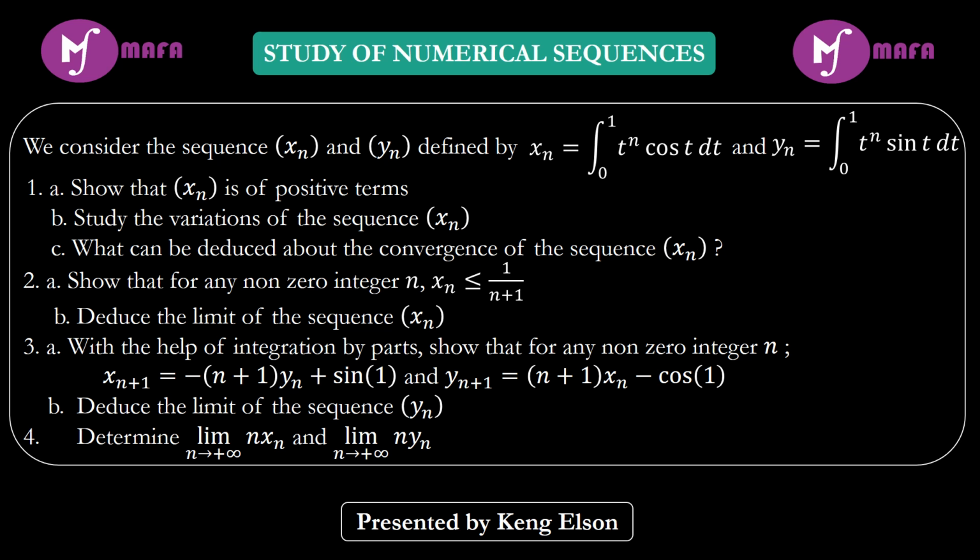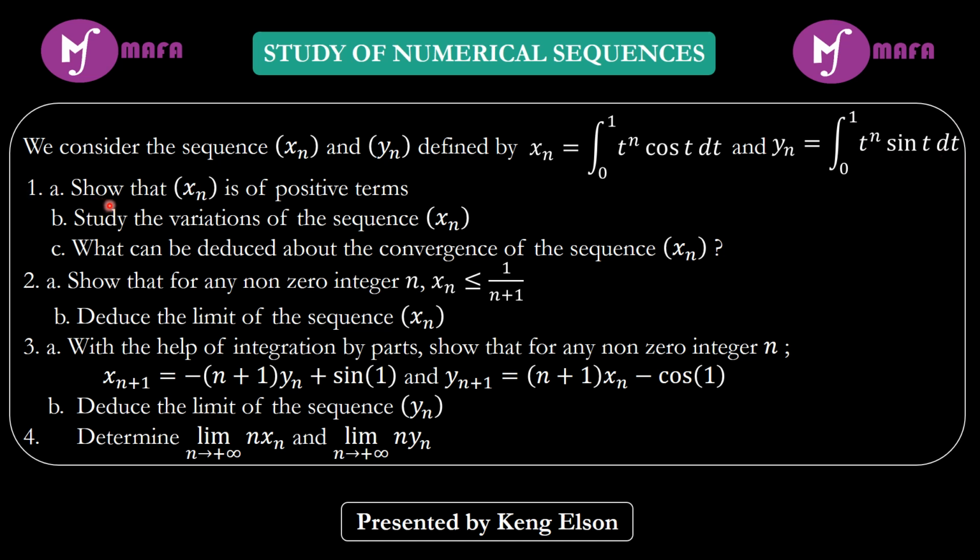Hello guys, in this video we are going to be looking at the study of numerical sequences and we are going to be solving a tutorial problem. So the question reads, we consider the sequences xn and yn defined by integrals. xn is the integral from 0 to 1 of t to the n cos t with respect to t, and yn is the integral from 0 to 1 of t to the n sin t with respect to t.